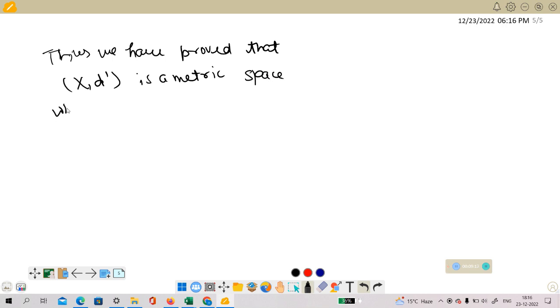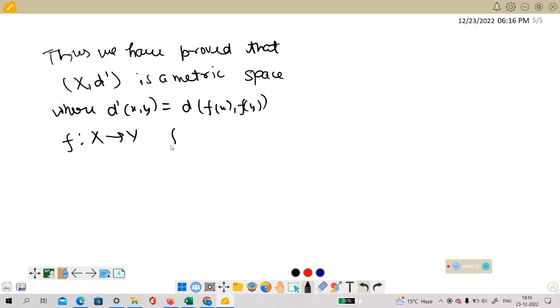How is d' defined? d' is defined as d'(x, y) is equal to d(f(x), f(y)). What is f? f is a function from X to Y, and the very important property is that f must be 1-1. We only need 1-1, nothing else. If this happens, then (X, d') is a metric space.